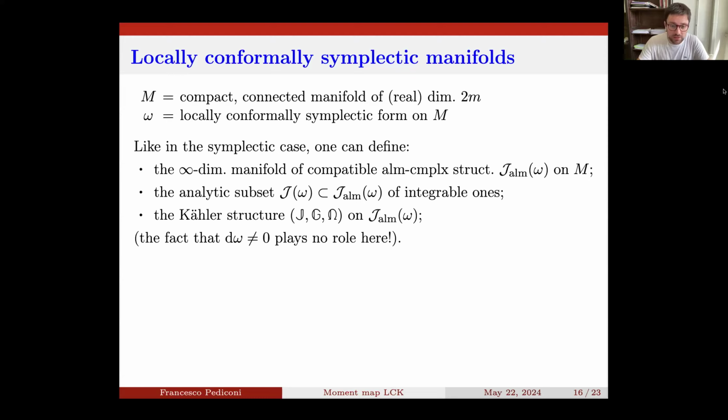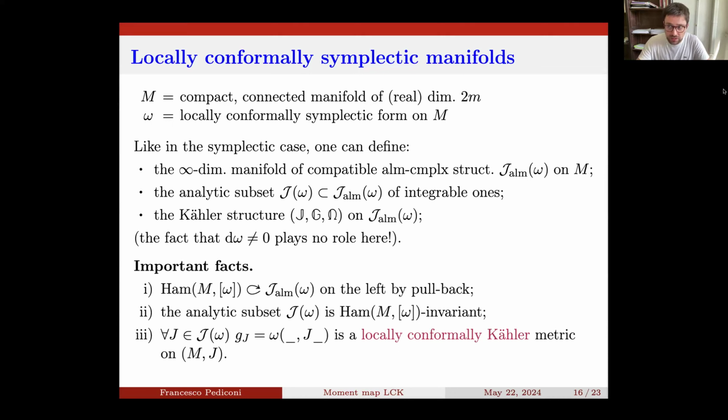So here, the observation is that whether d omega is equal to 0 or different from 0 plays no role here. So everything works precisely as in the Kähler setting, and it is also interesting to notice that the true form, capital bold omega, on the infinite dimensional manifold is closed. So that's an actual symplectic form on the infinite dimensional manifold, even though the little omega is non-closed. So the framework seems to be good.